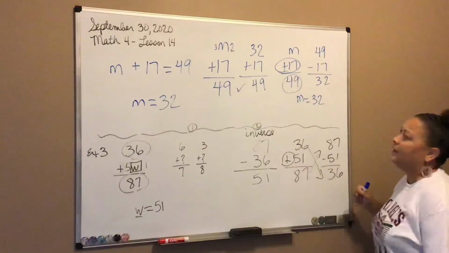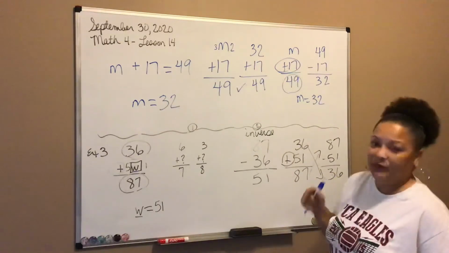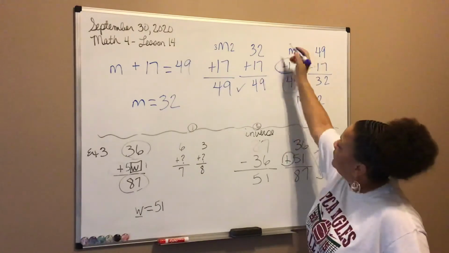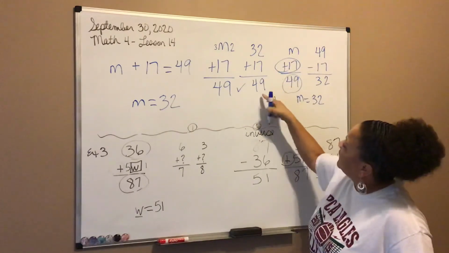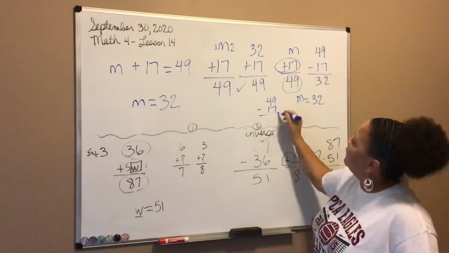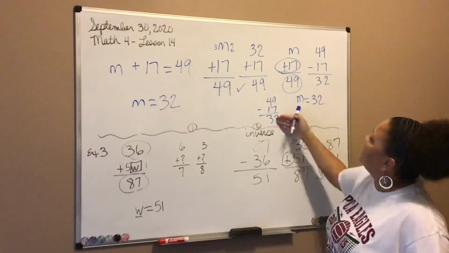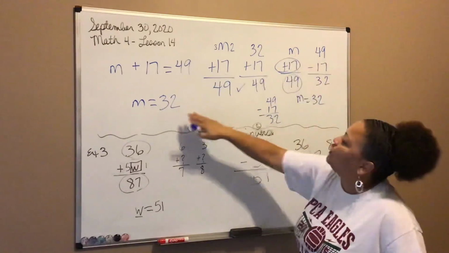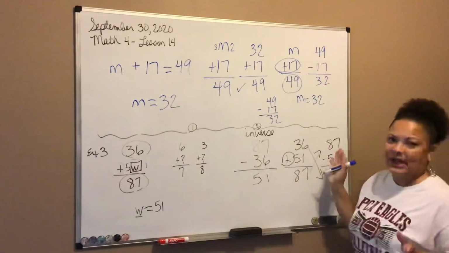Same difference, okay? All right, if you wanted to check it in inverse, you would have 49, the last would be first, minus 17, which is this right here, equals 32, right? So you see the inverse is in operation when you plug in the number after you find your answer. So it all works out.